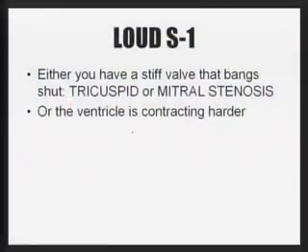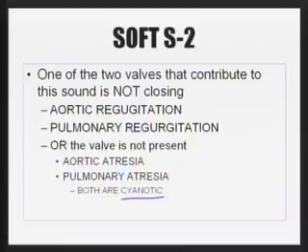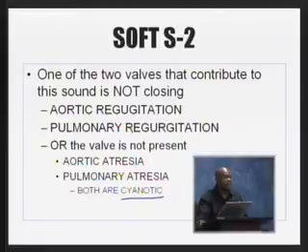All right. Loud S1. What about an S2? S2 is made by closure of the aortic and pulmonary valves, right? Which one's going to close first? The aortic. Why? More pressure and resistance, she says. She's all over it. So if I got a soft S2, soft S2 means one of those valves is not closing. What do you call a valve that's not closing? Regurgitant or stenotic? Regurgitant. Pulmonary regurg, aortic regurg. Or maybe one of those valves is not even there. Pulmonary and aortic atresia. Everybody see the pattern here?